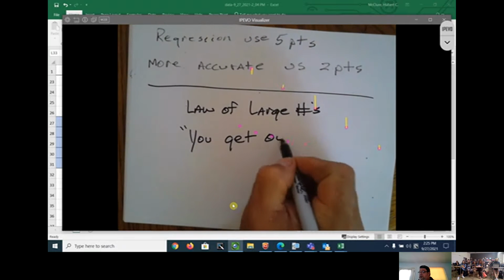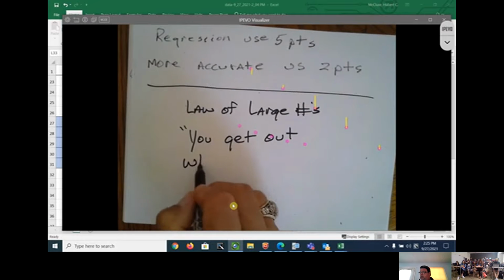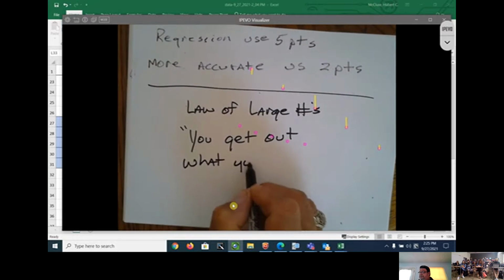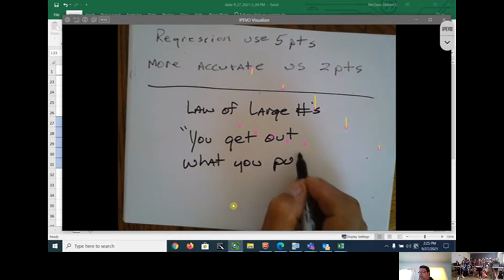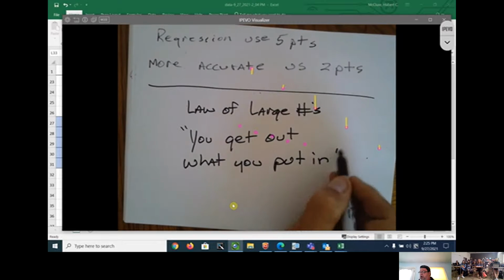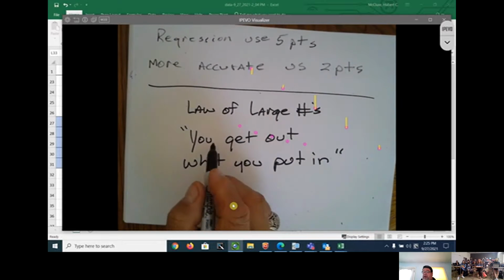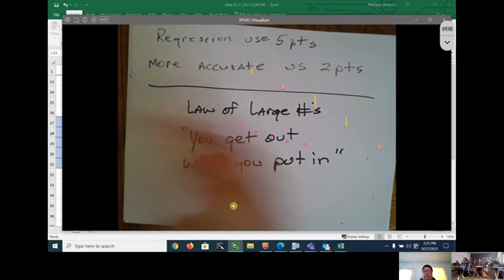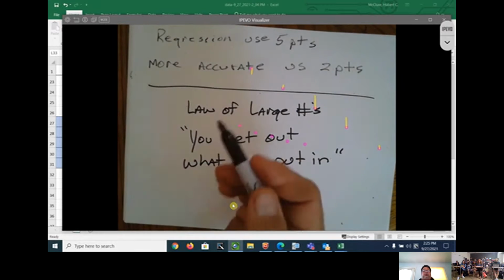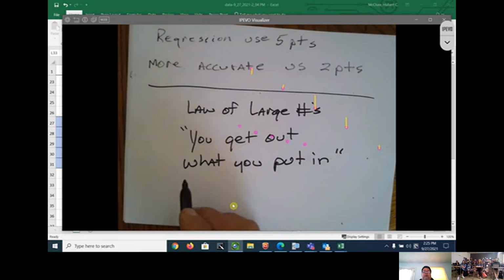You get out what you put in. If you've got a good work ethic and you pull a bunch of points, then your prediction is going to be a whole lot better than if you half-ass it. So that's what they're trying to get you to see with the residuals.